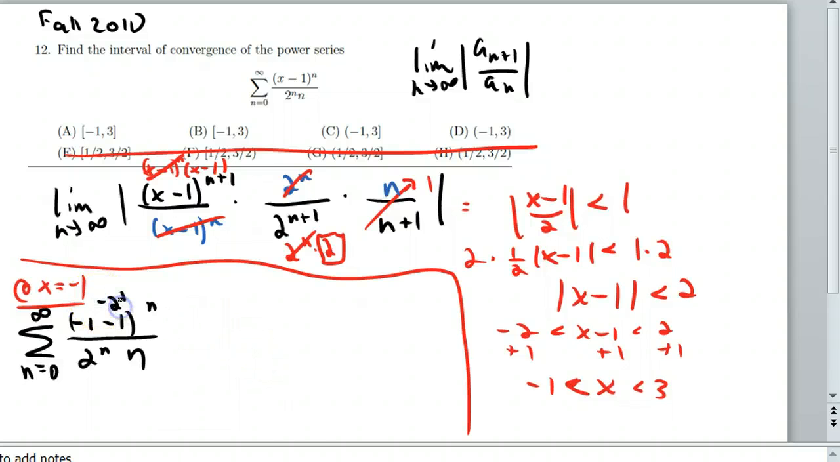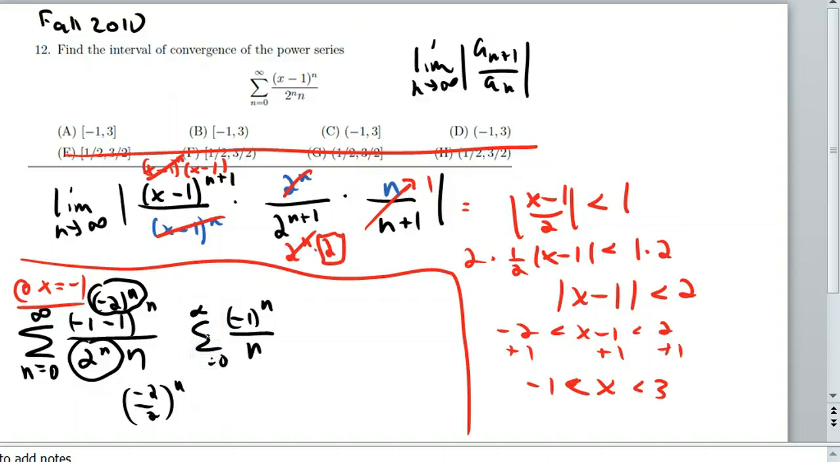This here is negative 2 to the n, and negative 2 to the n divided by 2 to the n gives you alternating sign. It is negative 2 over 2, the whole thing to the n. So that is our alternating harmonic. It is convergent by the alternating series test.